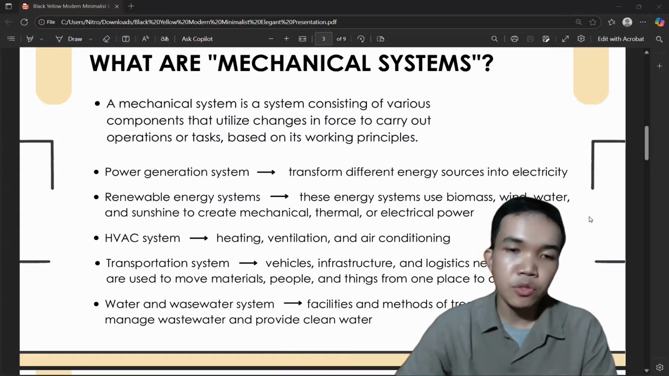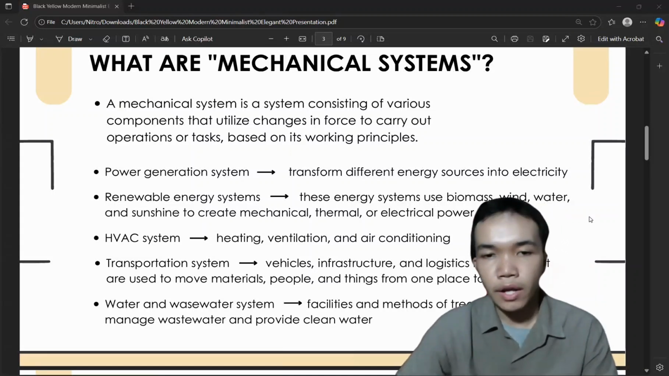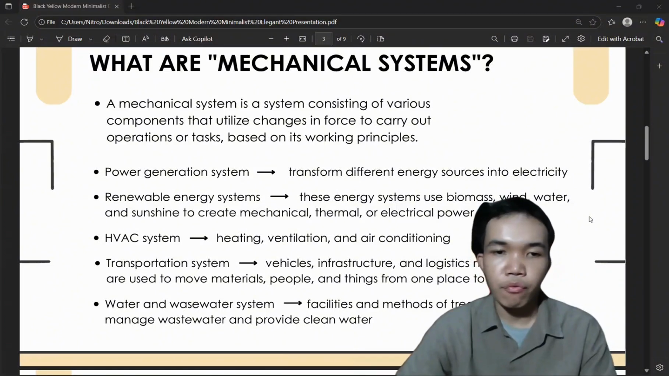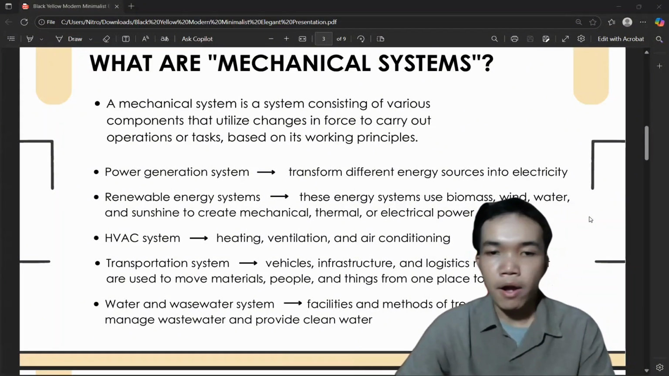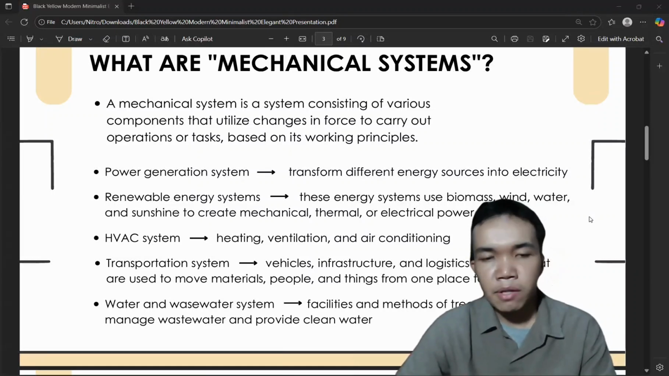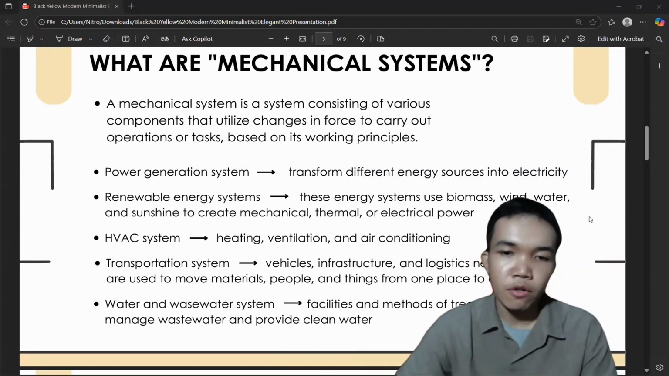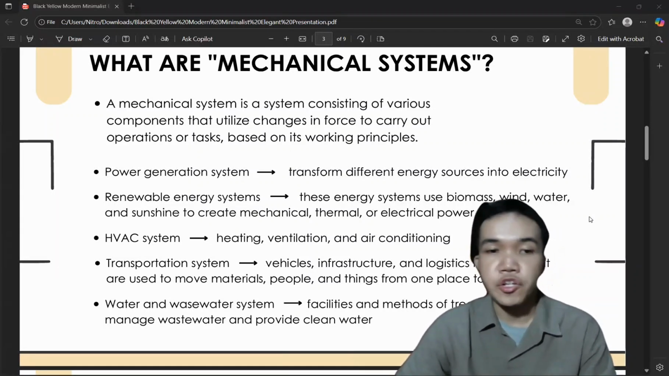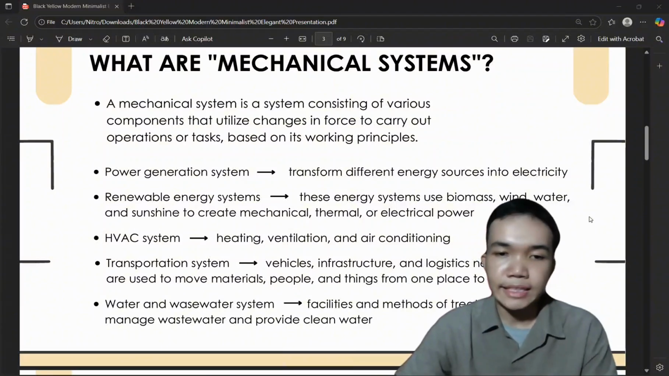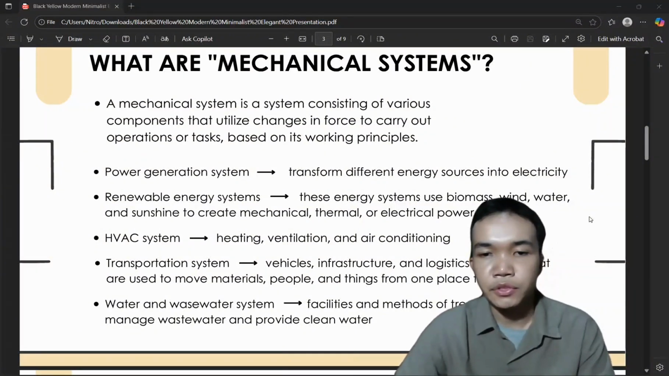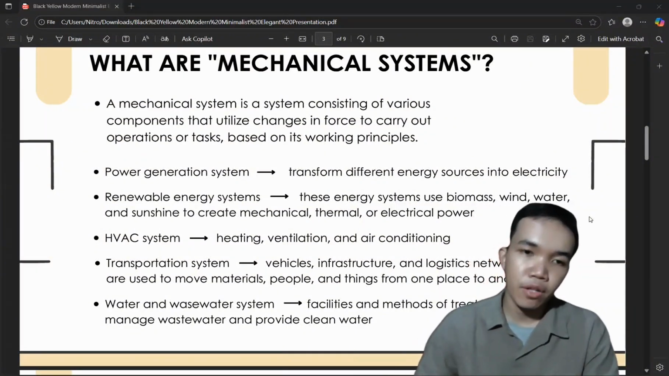Second, renewable energy system. This energy system use biomass, wind, water, and sunshine to create mechanical, thermal, or electrical power. Solar photovoltaic or PV panel, wind turbine, hydroelectric generator, biomass boiler, and geothermal heat pumps are a few types of renewable energy system. In addition to reducing climate change, this system provides fossil fuel substitutes that are sustainable.